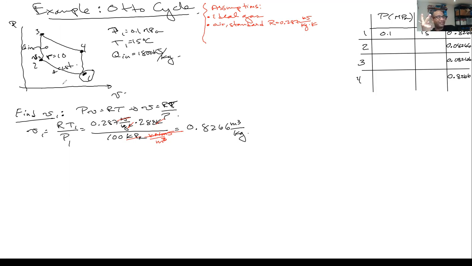I know P1 and T1. I know one thing at the other end, I know V2. And I know the path itself. I know that S is equal to a constant. So I actually know everything. I can solve everything I want.